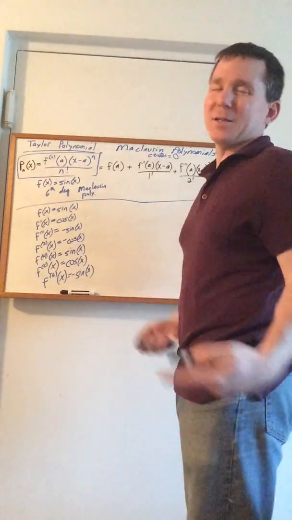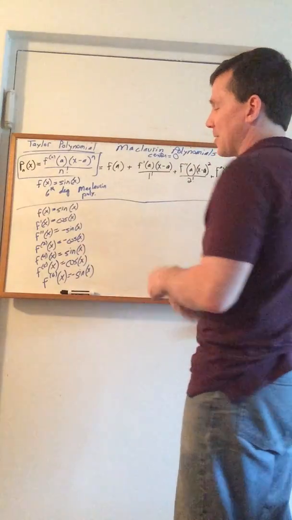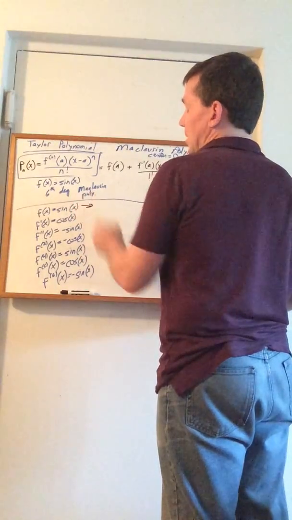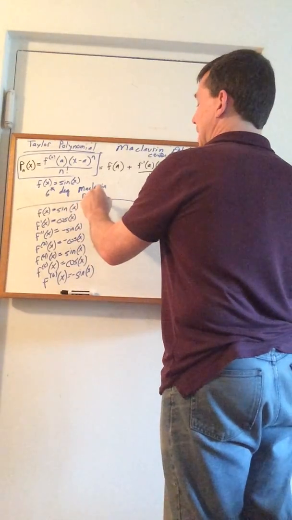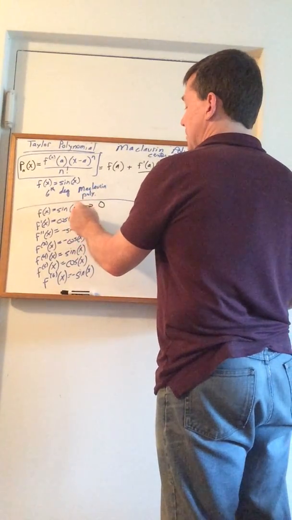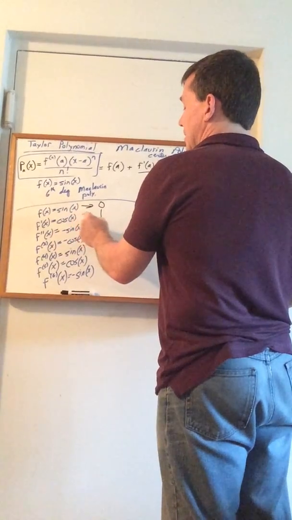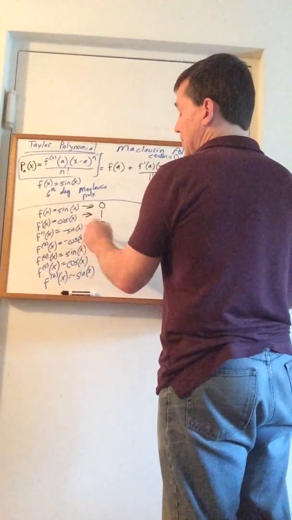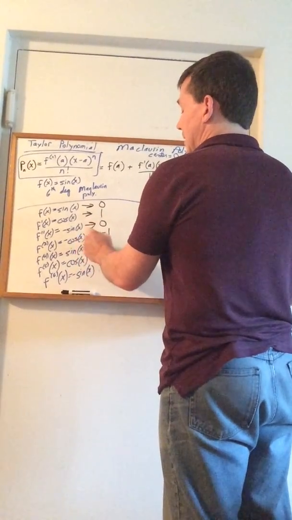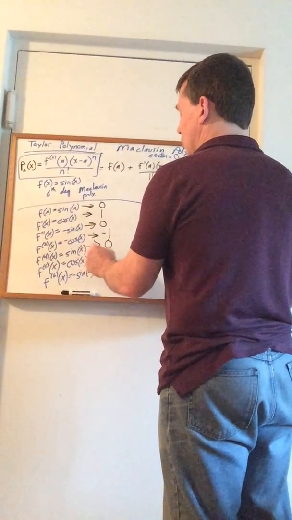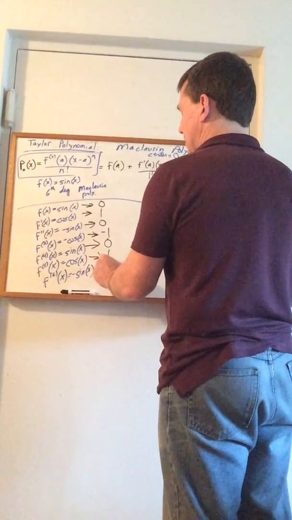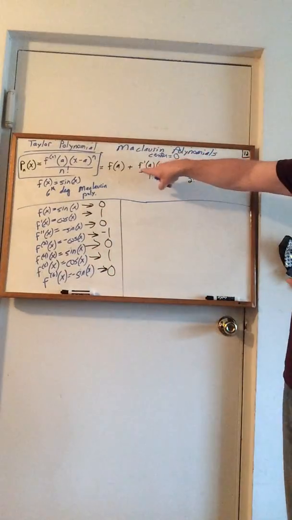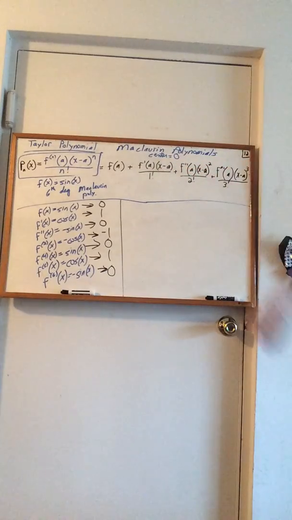And if you have lots of space in writing, you can list out another column here. Here, because these are easy, I'm just going to write them out. At 0, sine of 0 is 0. Cosine of 0 is 1. Negative sine of 0 is 0. Negative cosine of 0 is negative 1. Sine of 0 is 0. Cosine of 0 is 1. Negative sine of 0 is 0. Now I have all my values of the function at the point.